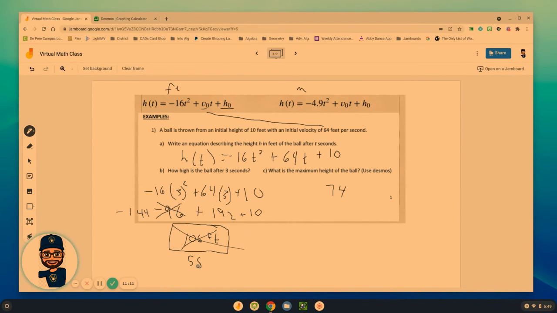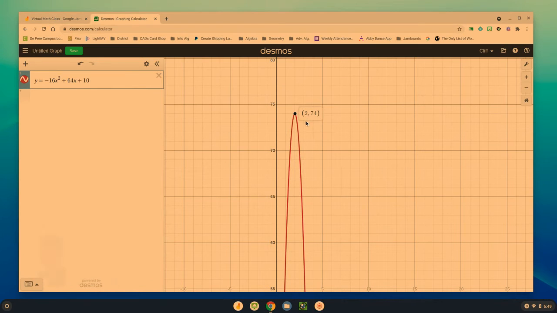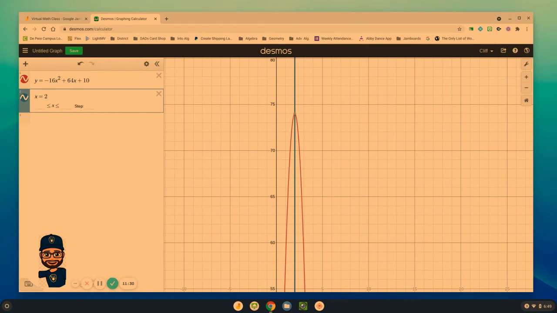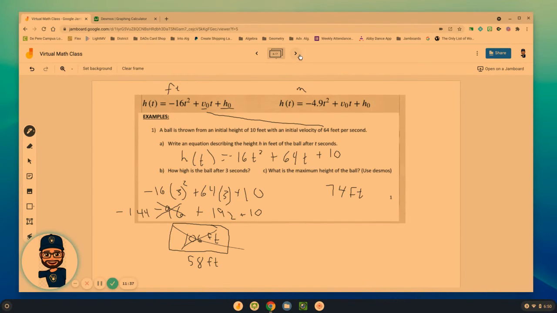So you can see how you can use the graph to help you figure out that maximum height and then realize that we maybe miscalculated something previously. So the max height came from the vertex of the graph. There's x equals 2 right through there. So you'll want to be able to punch that in to figure out some of those characteristics.